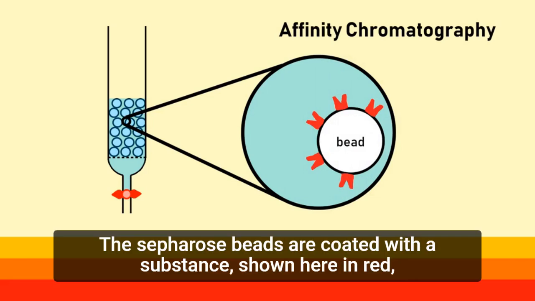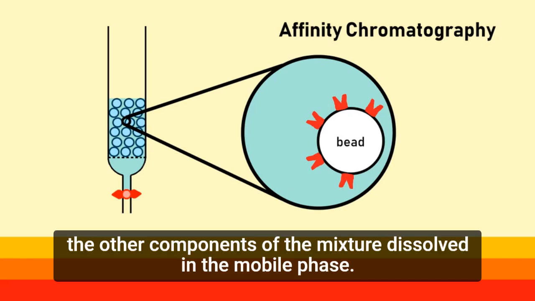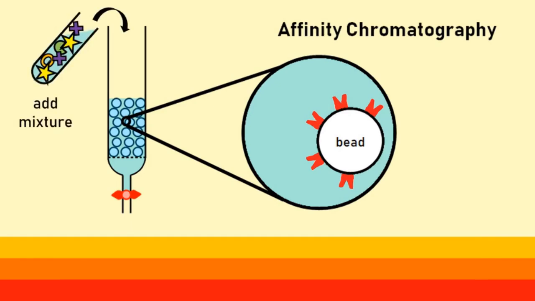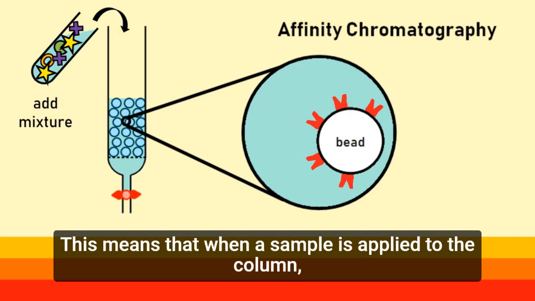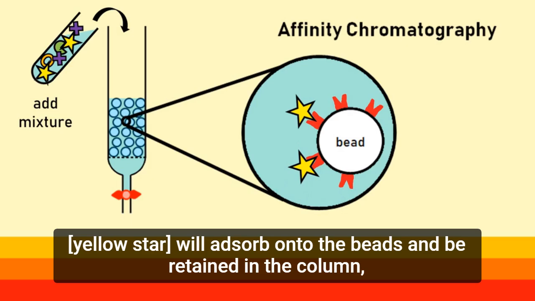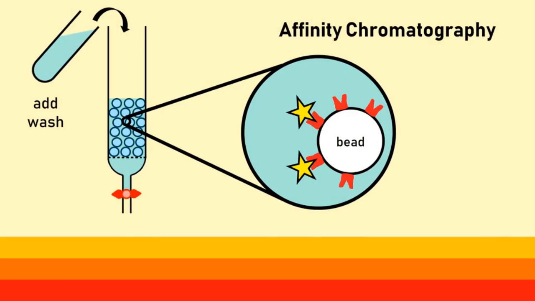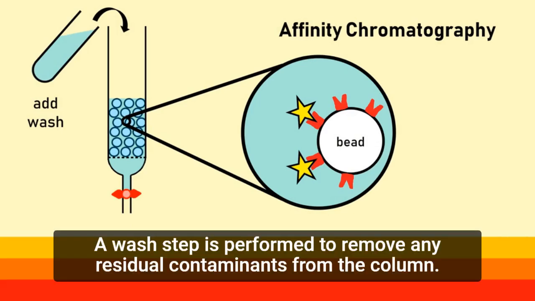The Sepharose beads are coated with a substance shown here in red that has a high affinity for the target molecule, but not for any of the other components of the mixture dissolved in the mobile phase. This means that when a sample is applied to the column, the target molecule, yellow star, will absorb onto the beads and be retained in the column while the rest of the sample passes straight through. A wash step is performed to remove any residual contaminants from the column.